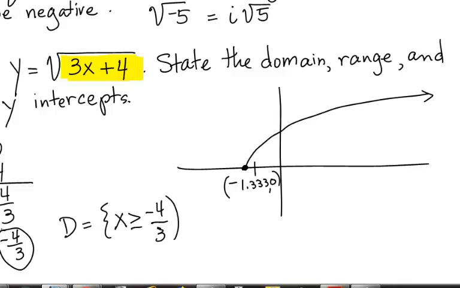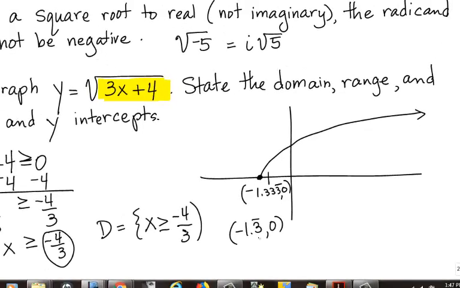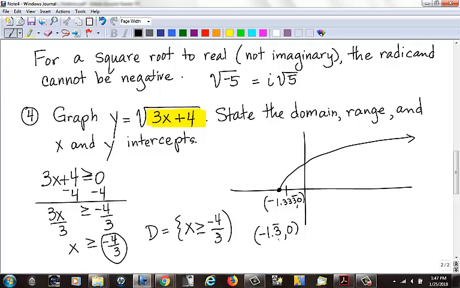We could have guessed negative 4/3. Takes it a while. Okay, there's the answer. That point is negative 1.333. And you should put the repeating bar above it, or you could write negative 1.3 with the bar above it, and then up 0. That is also the x-intercept. Now find the y-intercept, and we haven't found the range yet.